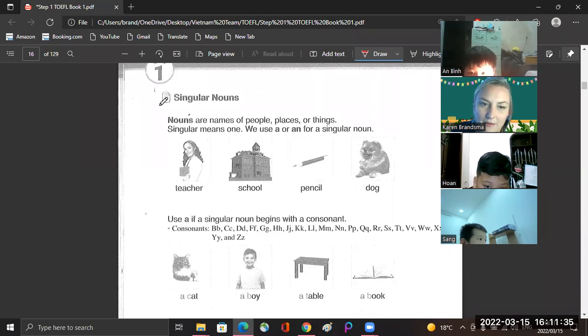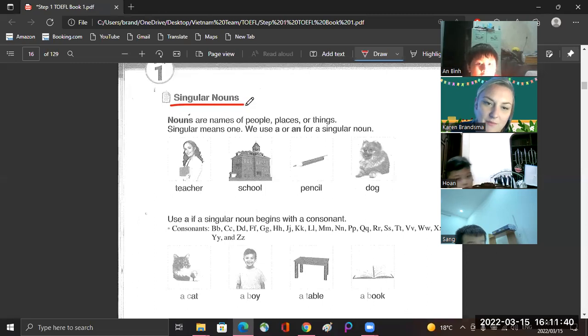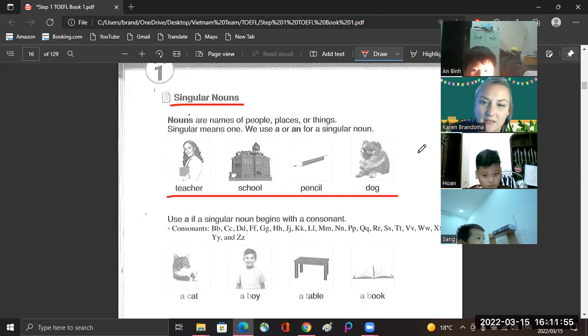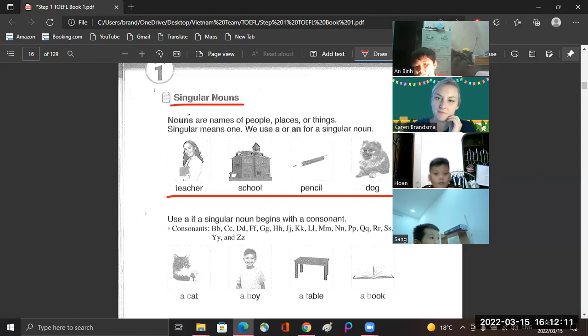Okay, now we're going to talk about singular nouns. Nouns are names of people, places, or things. Singular means one. So we use a or an for a singular noun. Okay, Sam, can you read these singular nouns for me? Teacher, school, pencil, dog.